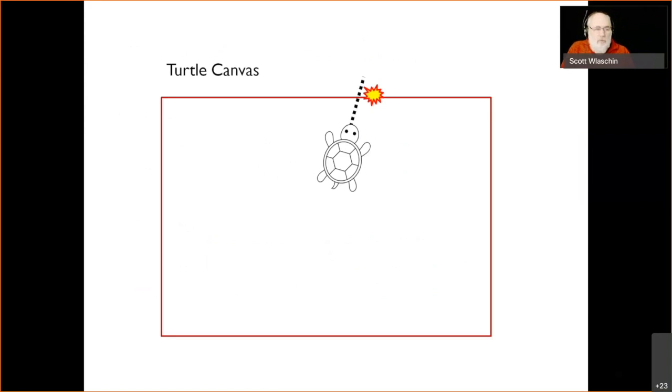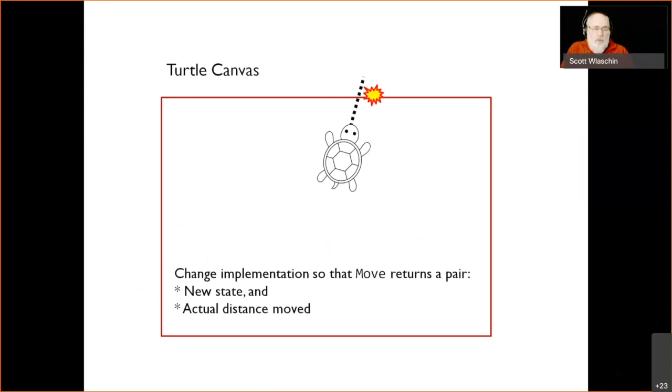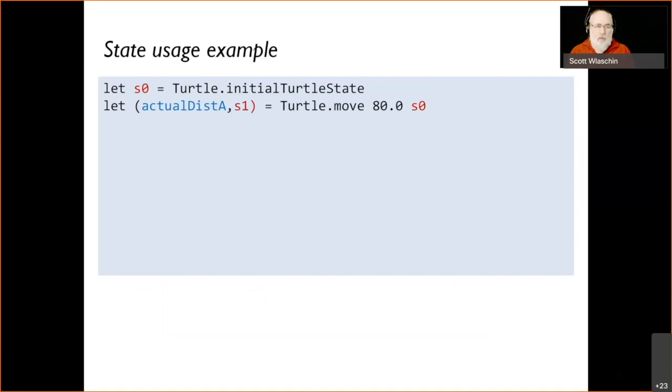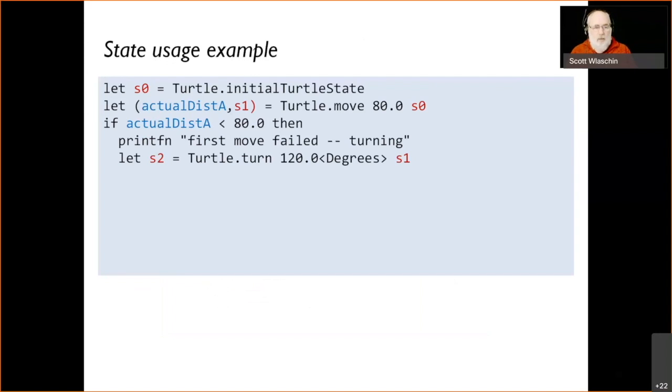We're going to return the actual amount moved. So our move function is now going to return a pair of things. It's going to return the state, and it's also going to return the actual distance moved. So if we look at our code, here's the initial state, and then we pass that in, and now we get a pair. And then if the distance is less than we thought it should be, we'll try turning, and then we'll get another state, and then we'll try moving again, and that will return another distance, and so on and so forth.